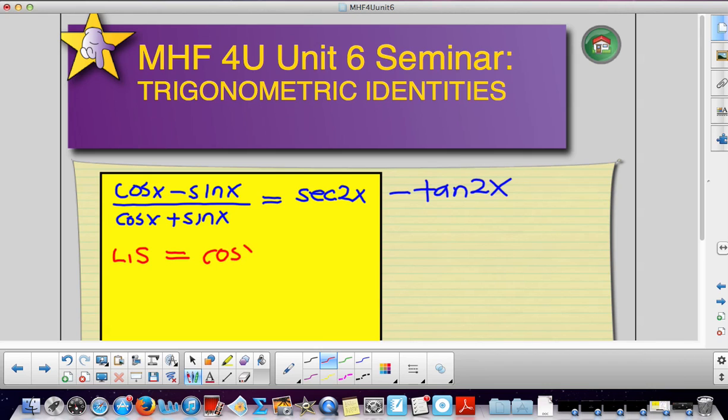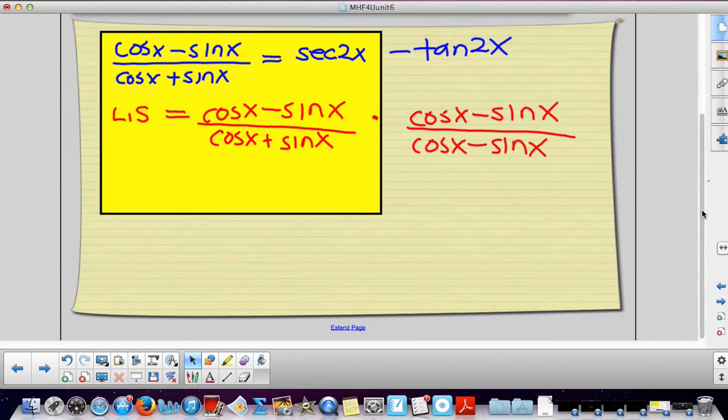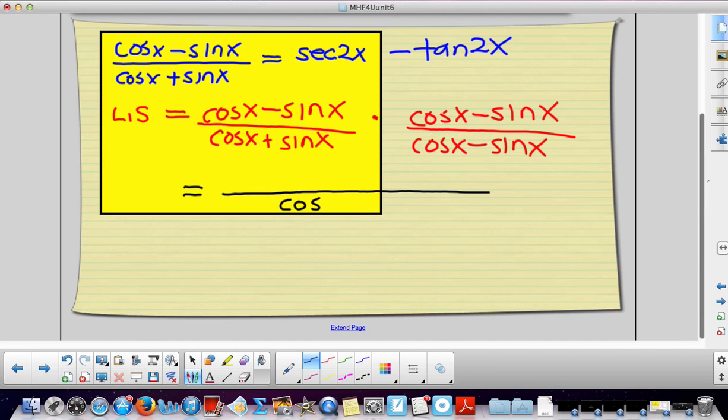So I have cos x minus sine x over cos x plus sine x times my conjugate, cos x minus sine x all over cos x minus sine x. Now I'm doing that so I have a difference of squares situation in the denominator. So my denominator is simply going to have cos squared x minus sine squared x, and my numerator is cos squared x minus sine x cos x minus sine x cos x, which is negative 2 sine x cos x. Negative sine x times negative sine x is positive sine squared x.